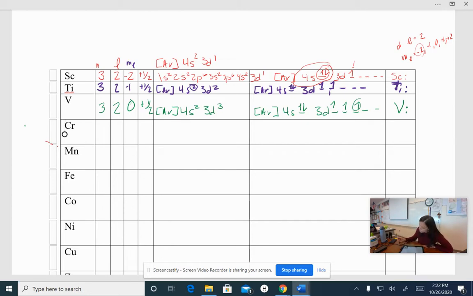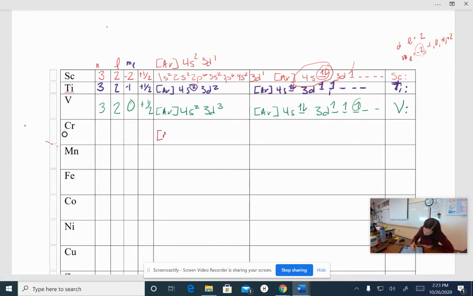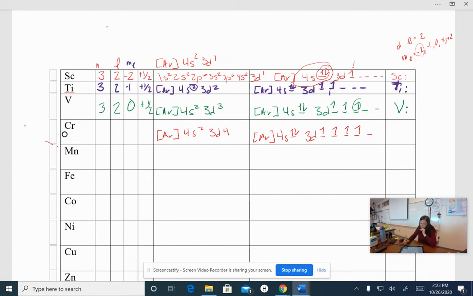Okay, now chrome does a weird thing. So when we look at chrome, this is what it's going to do, and I'll show this to you. We would expect it to do argon 4s2 and 3d4, but that's not what it does. So we would expect this: 4s up and down and 3d 1, 2, 3, 4, 5, 1, 2, 3, 4. But that's not what it does.